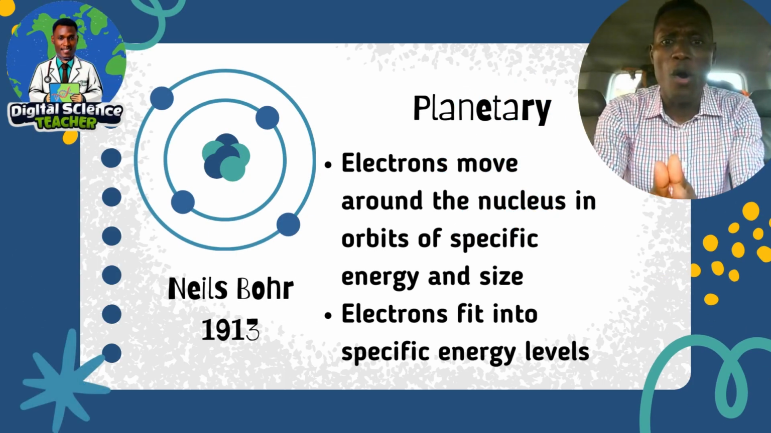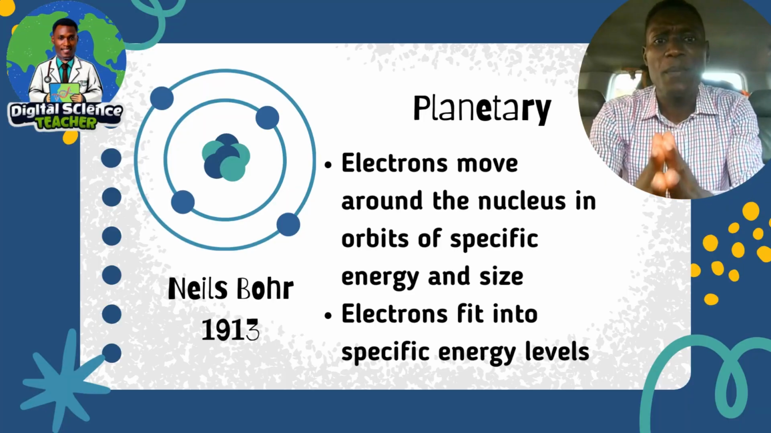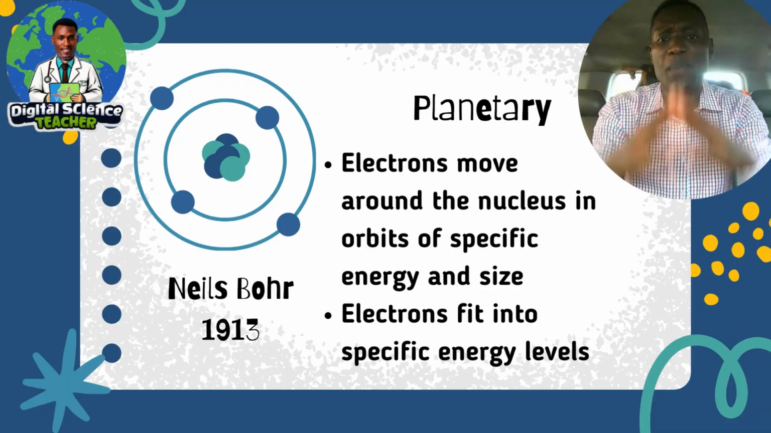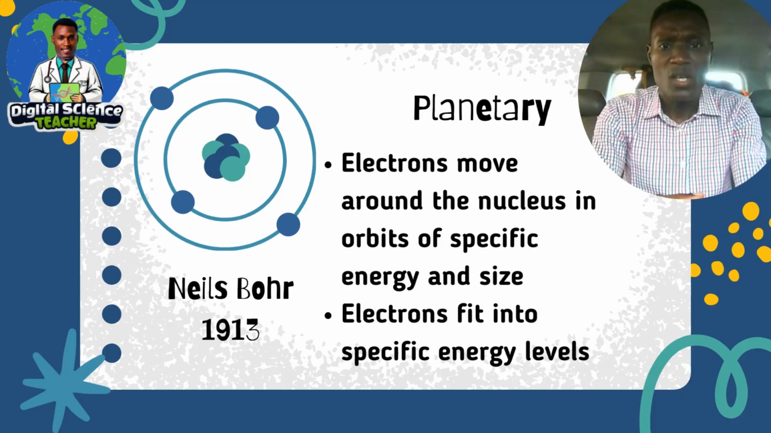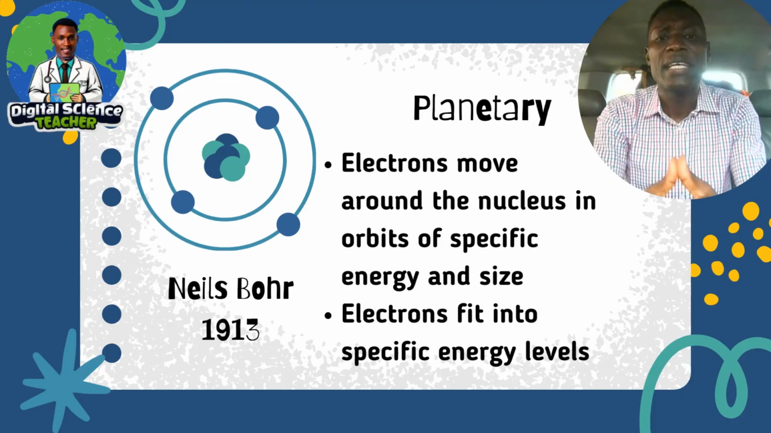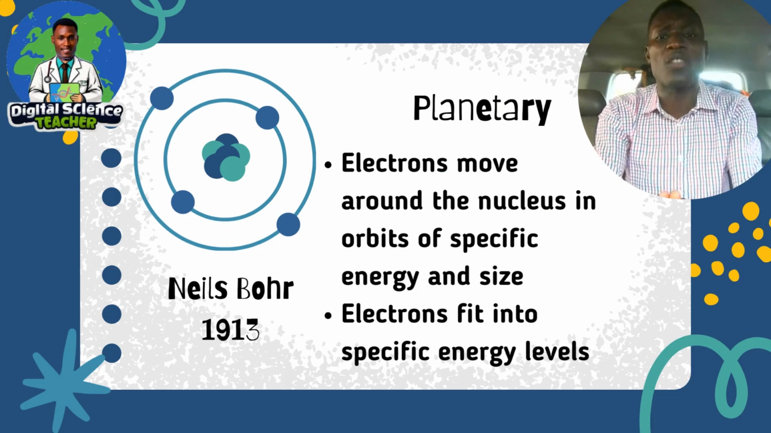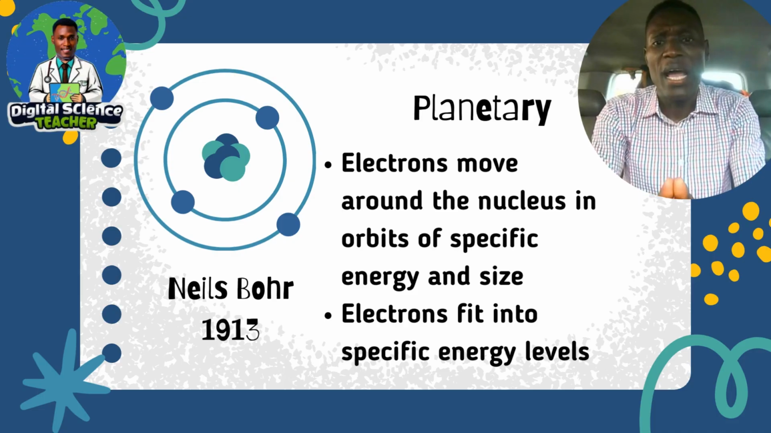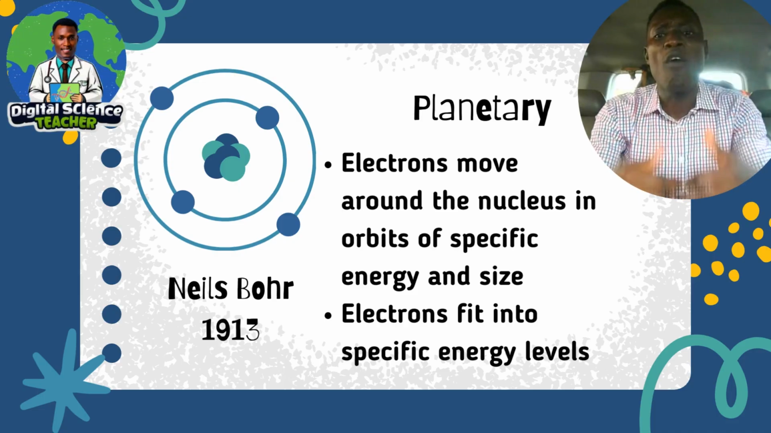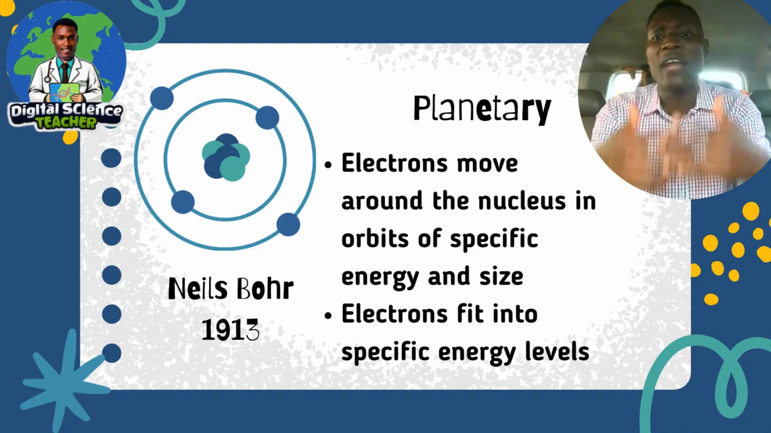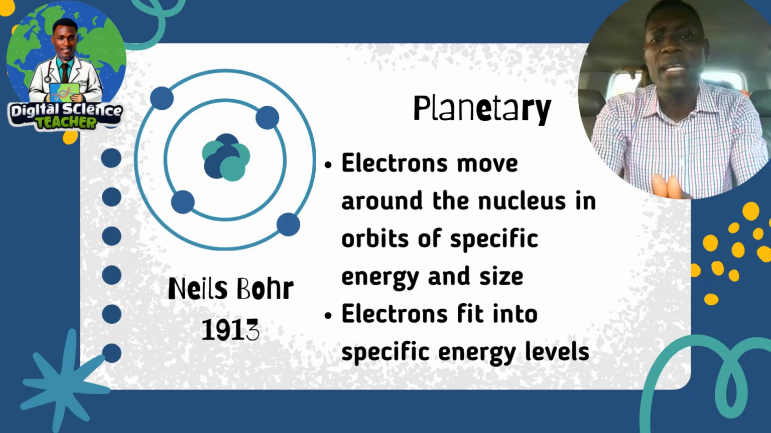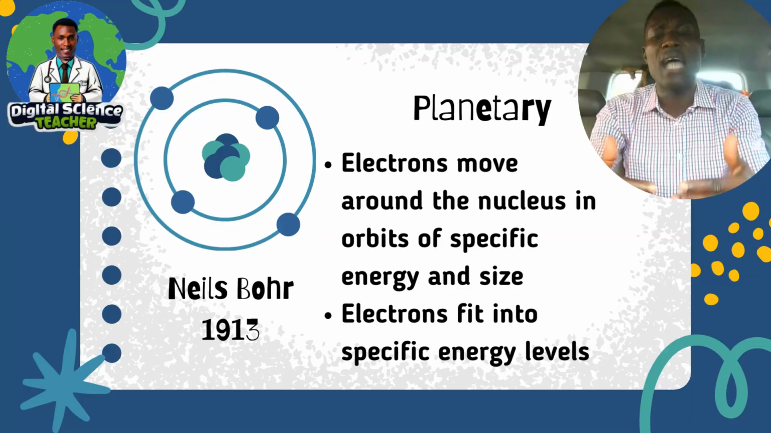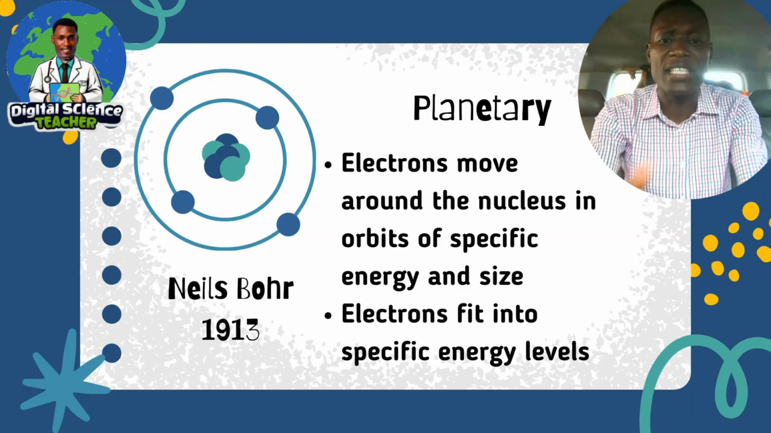Furthermore, Niels Bohr in 1913 explained that electrons move around the nucleus in orbits of specific energy and sizes. So it was Niels Bohr that explained that electrons are not stationary in the atom, they are moving around in a path called an orbit or shell. And he explained that these shells are of different energy levels and of different sizes. He also explained that electrons fill specific energy levels before they could enter into another higher energy level.